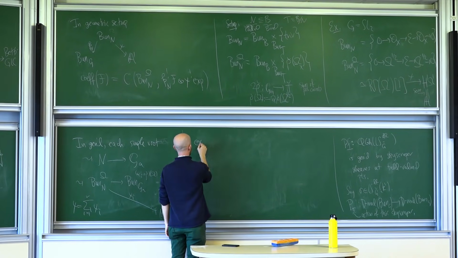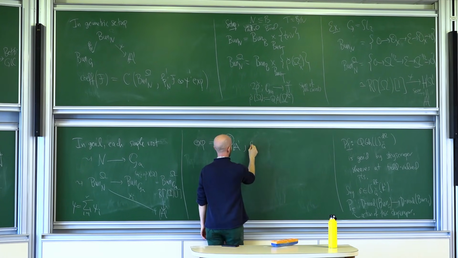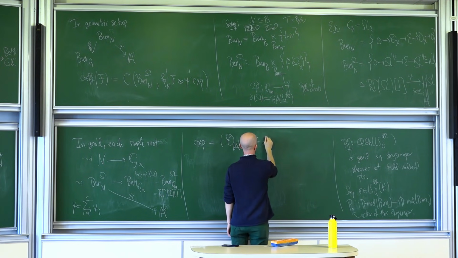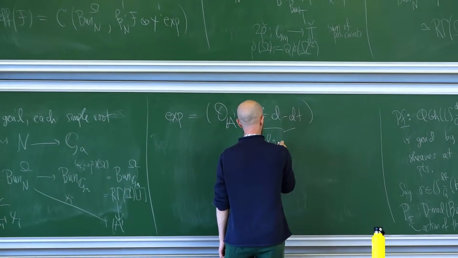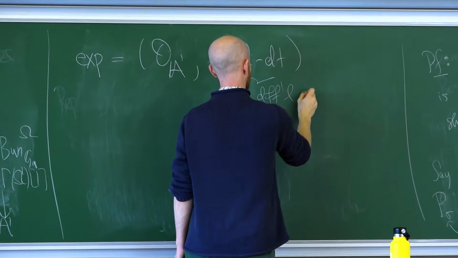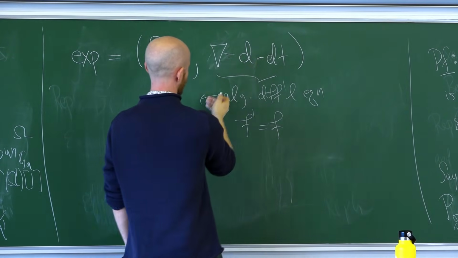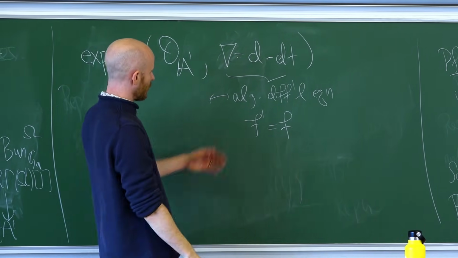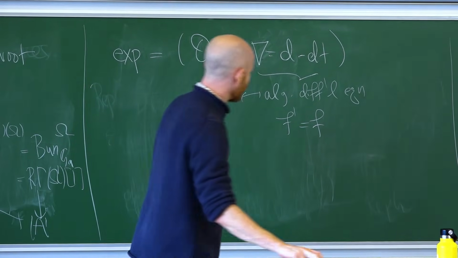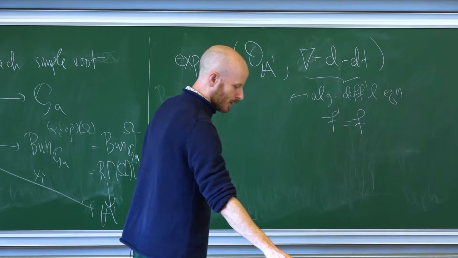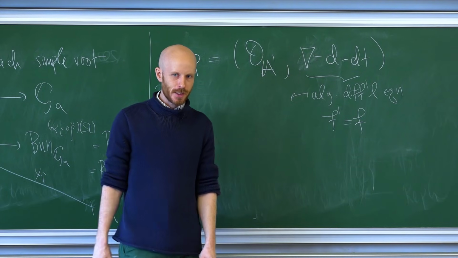And then this guy exp is the following D-module. It's O on A1, and then I give it the connection, which is d minus dt. This is the algebraic differential equation, sort of f prime equals f. If you think about D-modules as algebraic differential equations, this is the equation for the exponential function, which doesn't require anything analytic in order to say. Okay, so that's a construction.